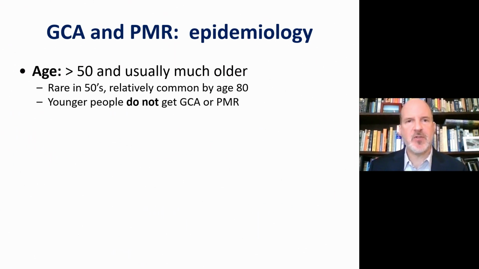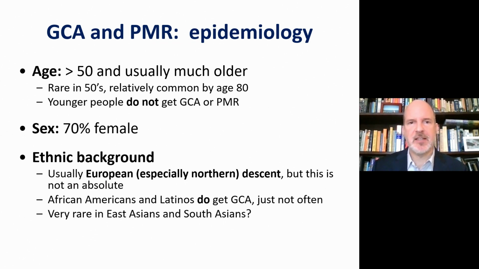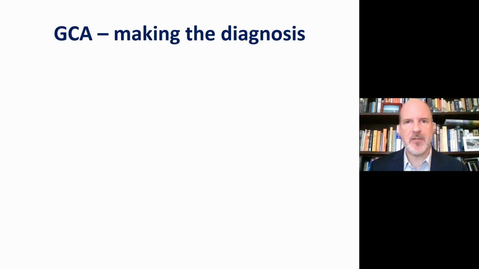Epidemiology: this really is a disease of older people, and generally much older than 50. The cases of biopsy-proven giant cell arteritis, temporal arteritis, are really, really rare. And PMR follows a similar epidemiology. Majority female, but certainly seen in a lot of men. This is not a purely European disease, but it is thought to be mostly. So just remember, in the US, not much study of this, but African Americans, probably a quarter as common once you get to the age of 80. And it's thought to be quite rare in East Asia and South Asia.